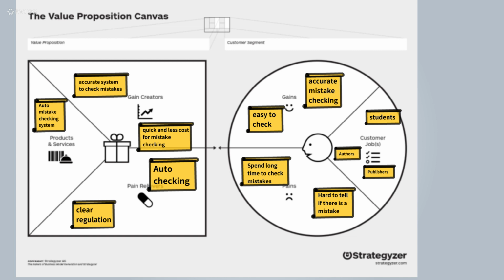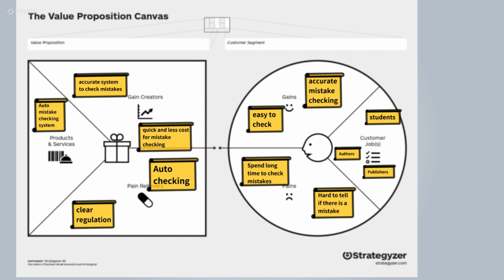What they can get from us is an accurate mistake checking system, and it is easy to check and really quick. You upload the article, and then we tell you what's wrong with it. Then what's the product? The product right now is just the auto mistake checking system.